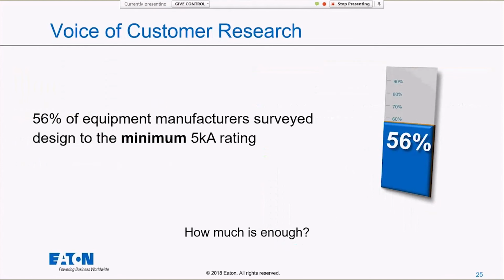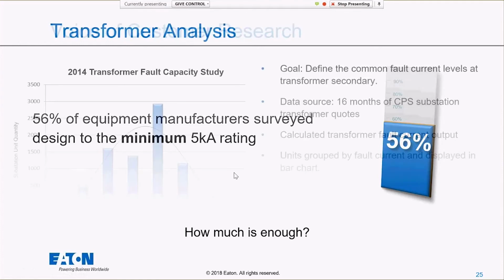So with that, we're going to go back into short circuit current rating, why it's important. We did a survey a couple years ago, and 56% of equipment manufacturers said that they designed to the minimum 5 kA rating on their industrial control panels. And that kind of asks the question, how much do we need? How much short circuit current rating is enough?